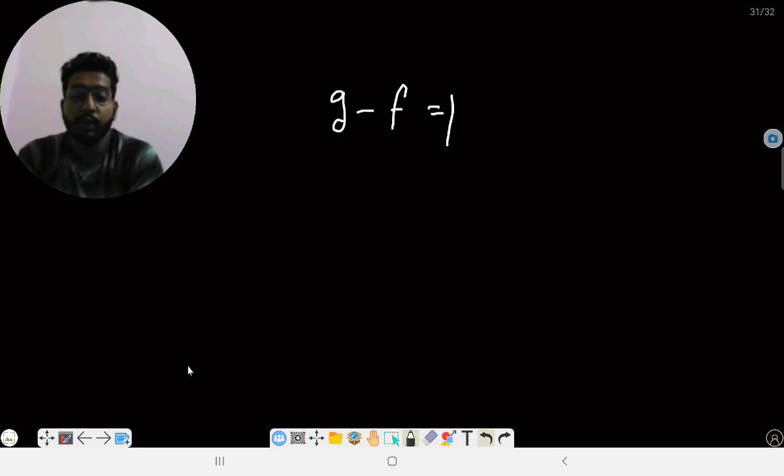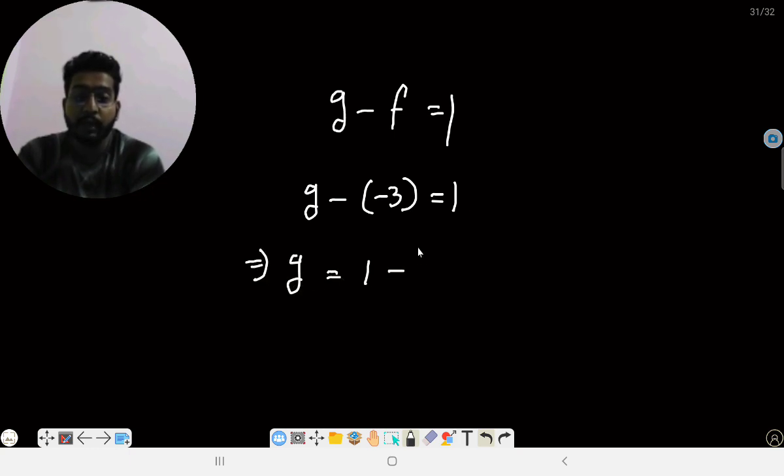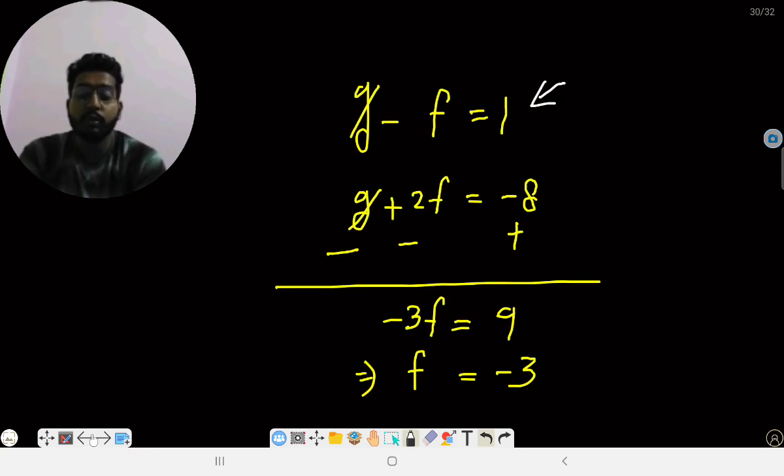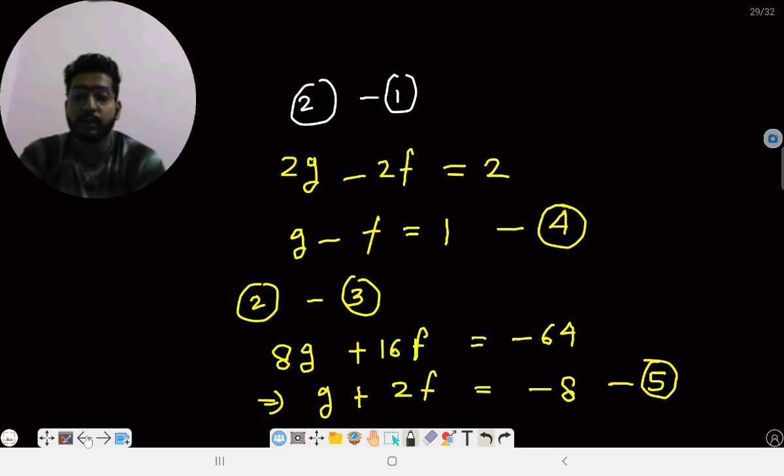Now what is the value of f? The value of f is minus 3. So here g will be what? 1 minus of this is minus minus, plus 3. If it goes there, it will be minus 3 again. So that is minus 2. So from this, g equals minus 2. Done. So g is minus 2 and f is minus 3.